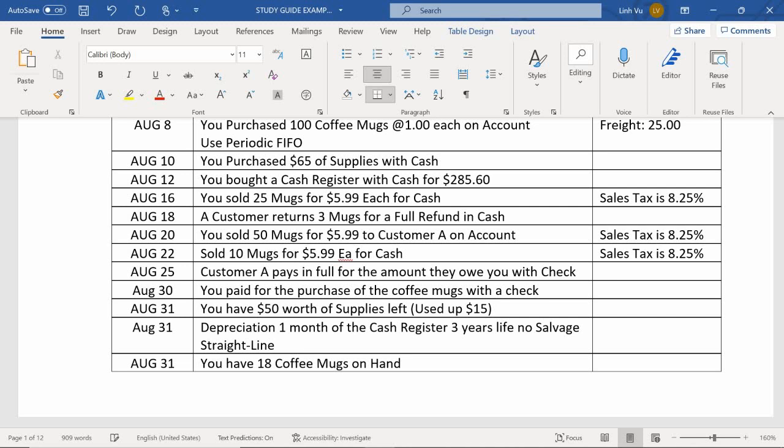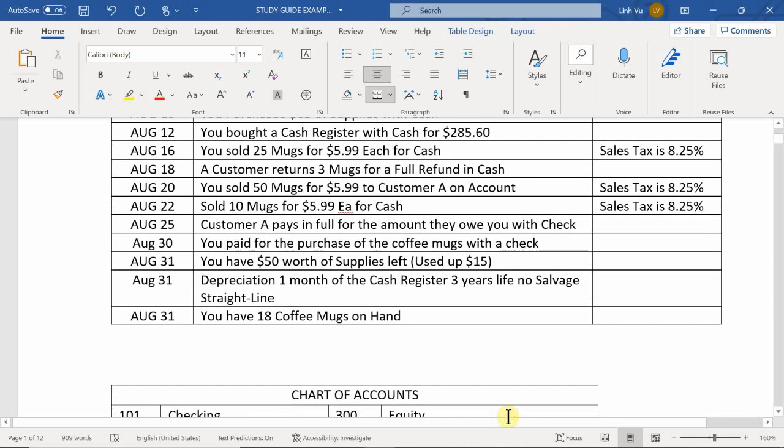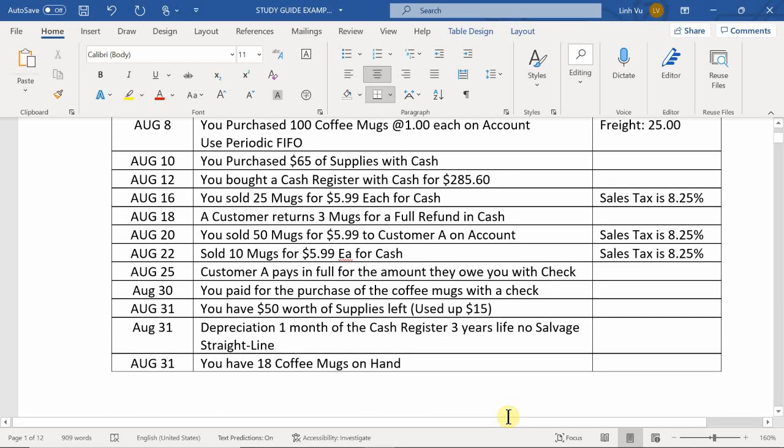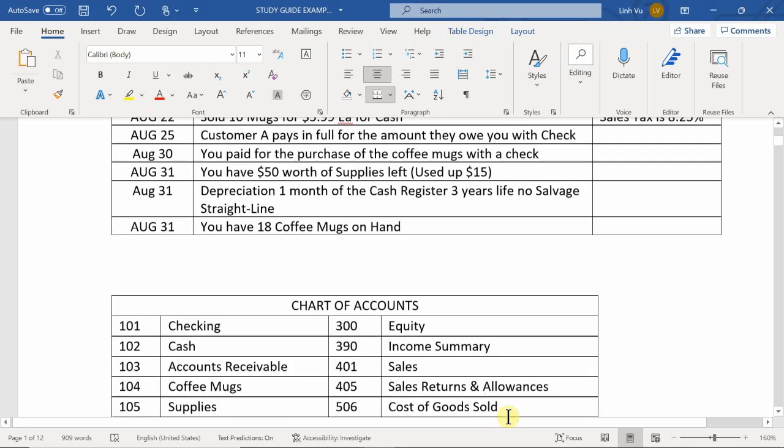Customer returns 3 mugs for a full refund in cash. So the first one is cash. Are we receiving cash or are we giving cash back? Oh, we're giving it back, so we decrease. I was thinking we return. The customer returns.